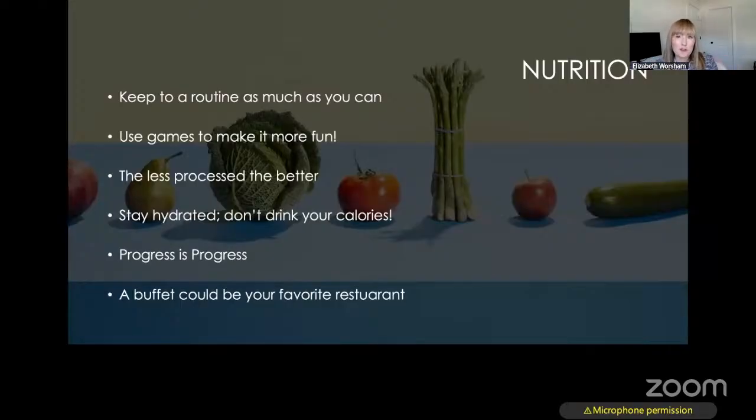Progress is progress. Don't be too hard on yourself. Be kind to yourself. If you go from your family member eating 5 different types of foods to 6, win. All I'm saying is just be mindful of nutrition and do the best you can.